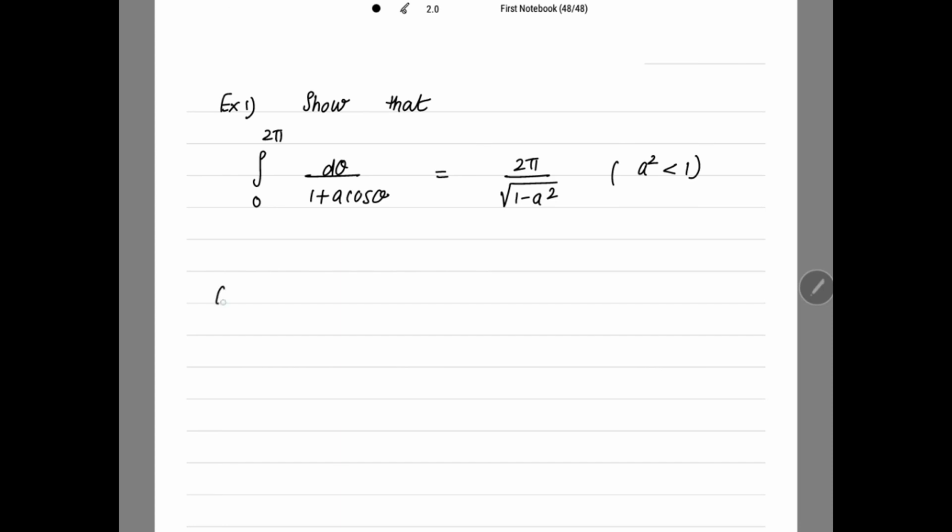Then the second exercise, evaluate integration from 0 to 2 pi 1 over a plus b cos theta. Okay, this time I'm writing a plus b sin theta. This should be equal to 2 pi. You have to prove this. That is, this is equal to 2 pi over square root of a square minus b square.